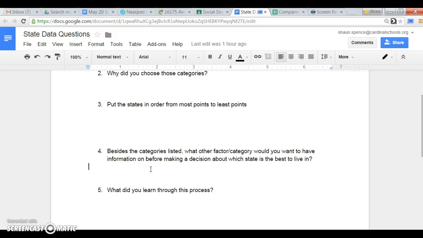Number 4, besides the categories listed, what other factor or category would you want to have information on? So I gave you 6 categories. Well, if you could pick out another one that's important to you, like number of pizza shops per state, then you put that on there. Think of something that you would really find important. And then the last one's just kind of general. What did you learn through this process?